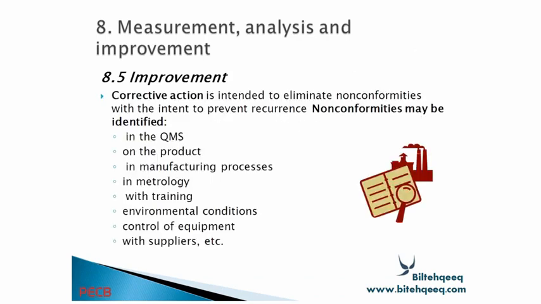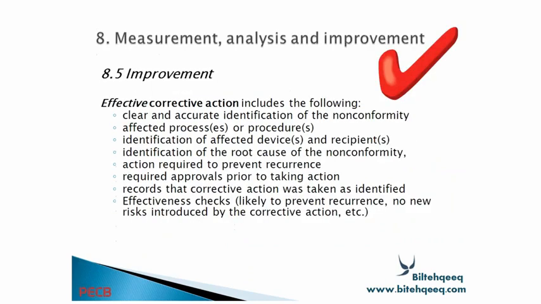Improvement also covers corrective actions. Corrective action is intended to eliminate non-conformities with the intent to prevent recurrence. Non-conformities may be identified in the quality management system, on the product, in the manufacturing process, in metrology, with training, environmental conditions, control of equipment, and with suppliers. So you can take corrective action to eliminate any non-conformity, and the corrective action should be effective.